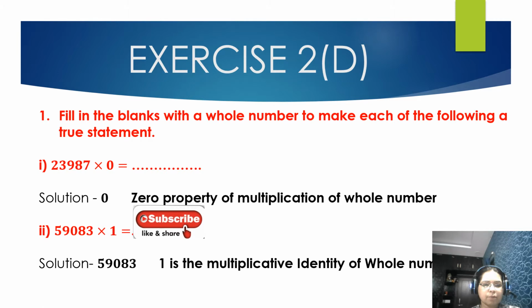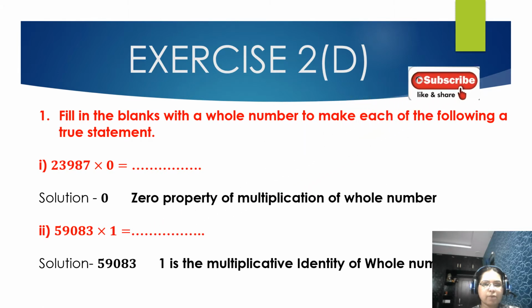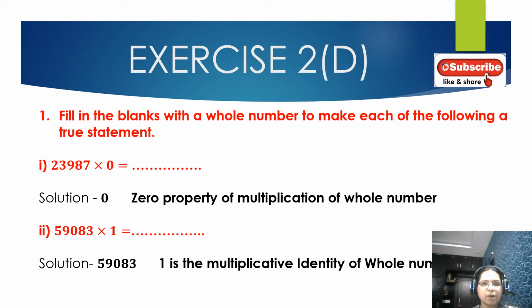Second bit: 59,083 multiplied by 1 equals dash. We know any whole number multiplied by 1 gives the number itself, that is, the same number only. So 59,083 multiplied by 1 equals 59,083, and this is the multiplicative identity. This is the identity property of multiplication of whole numbers, and we know 1 is the multiplicative identity of whole numbers.